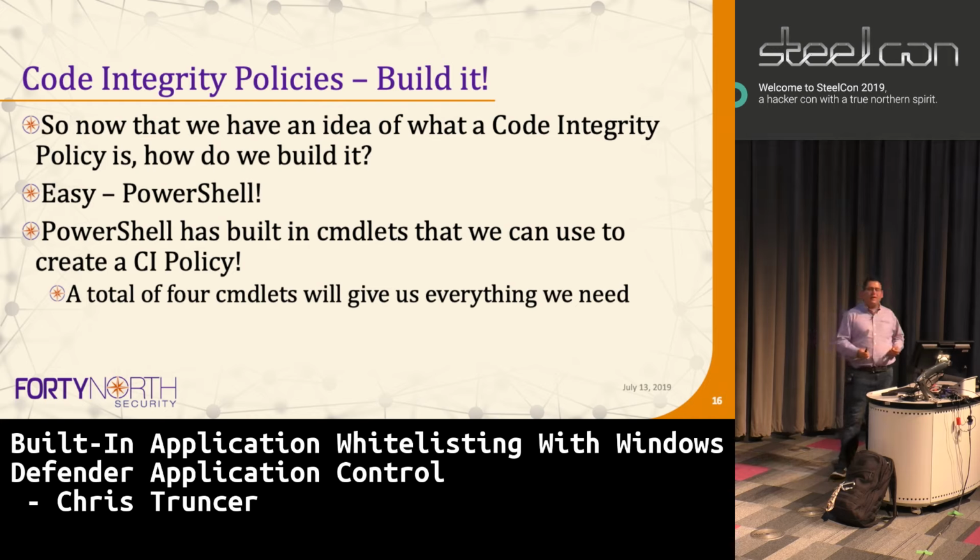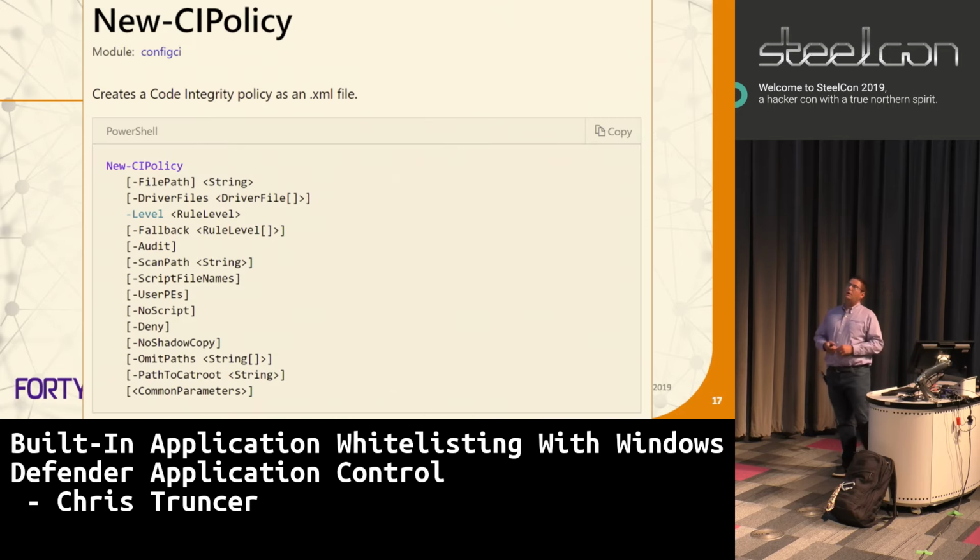So now that we have an idea of what a code integrity policy is and what it looks like, how do you go about creating one? Well, the nice thing is that it's fairly easy to do with PowerShell. PowerShell has a couple different commandlets that we can use to create this code integrity policy, and basically 4 of these will get us exactly what we need. The main one is going to be New-CIPolicy, or new code integrity policy. This, go figure, scans your system and creates a code integrity policy based on the different attributes and flags that you provide it.